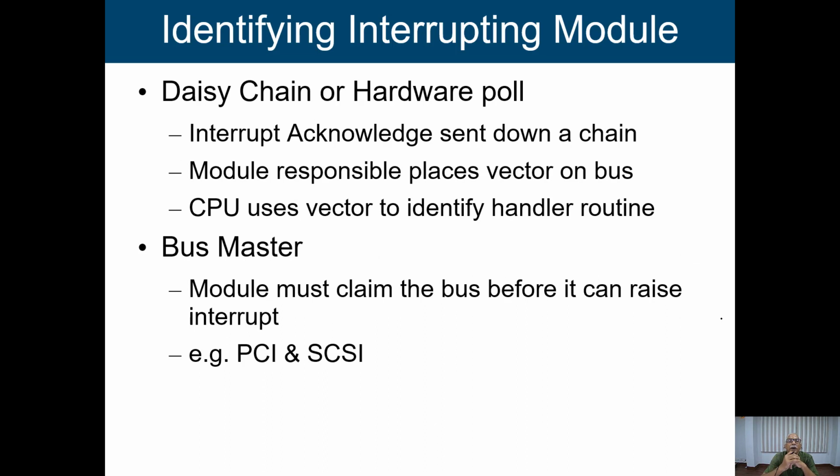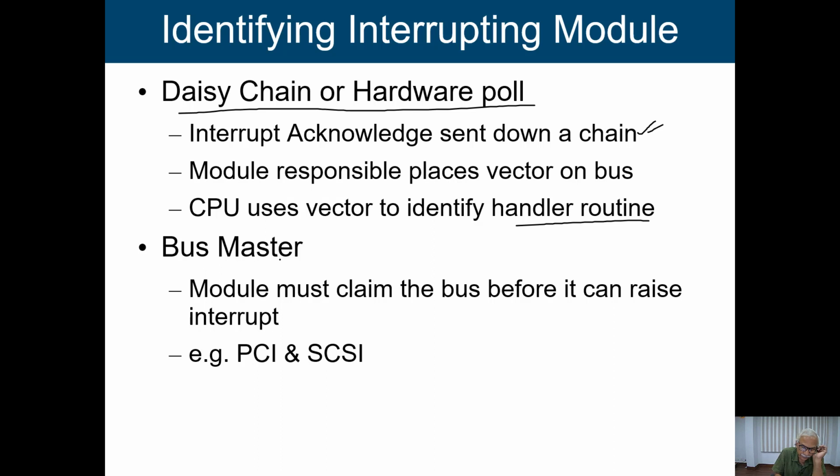Another way of identifying the interrupting module is the daisy chain, or hardware poll. Earlier we discussed the software poll, now we are going to talk about the hardware poll. The interrupt acknowledge is sent down the chain. The module responsible places a vector on the bus. Basically it's a vector, and the CPU uses the vector to identify the handler routine. So for a particular device we have a particular device handler routine. This is the way we can do it.